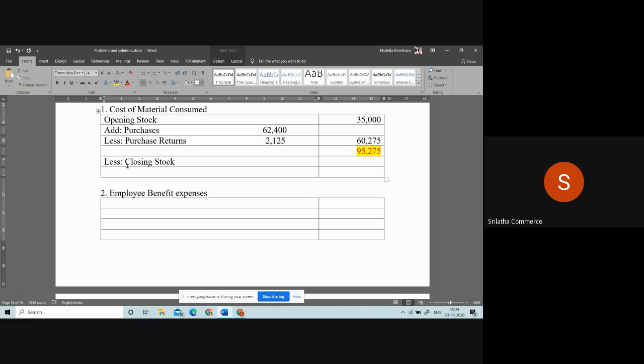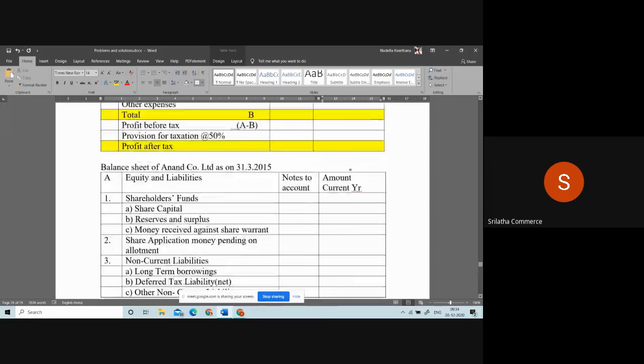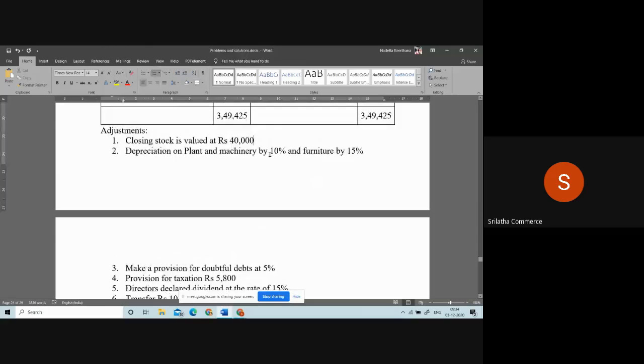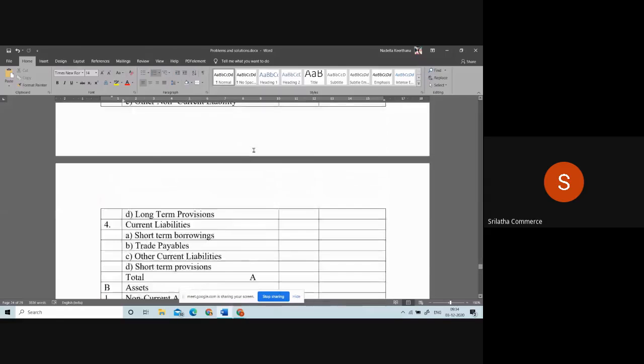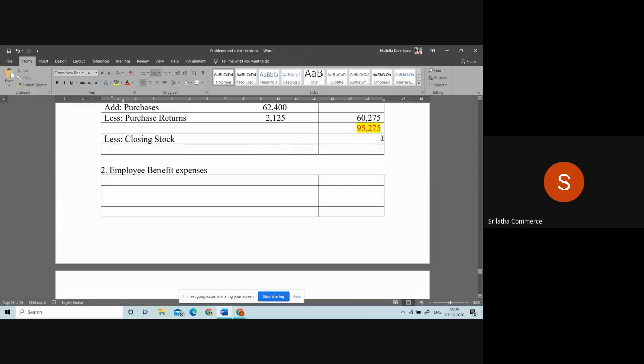Less closing stock. Closing stock is how much, given in the adjustments? Closing stock is 40,000. So what is your final figure? Cost of material consumed is equal to 55,275. Yes, ma'am, 55,275. Okay.